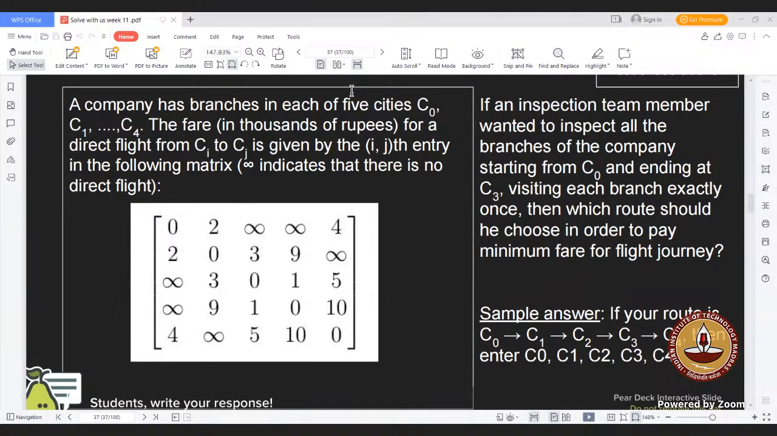So if we get a sequence, just check whether there is any other sequence such that the total value is minimum. And you have to write the answer in such a way that the total edge weights of the given path is minimum.